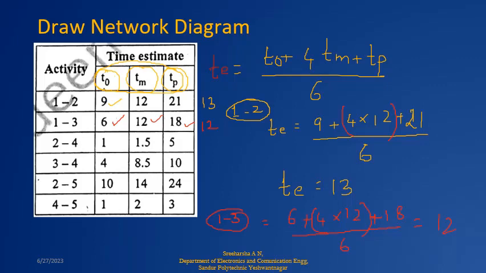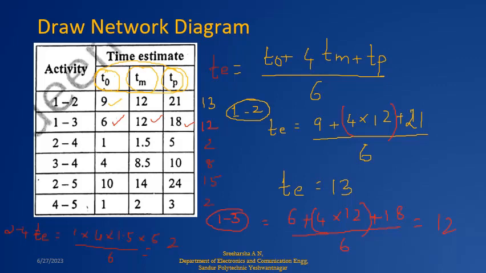Similarly, if you calculate for 2 to 4, I will do it here. So TE will be, what will be the value? 1 plus 4 multiplied by 1.5 plus 5, divided by 6. The calculation should lead to 2. So I will write 2 here. Similarly, for the next one you should get 8, the next one you should get 15, and the next one you should get 2.